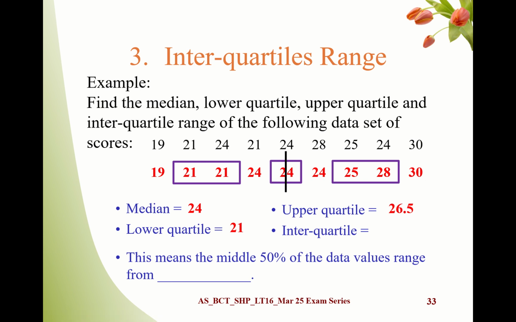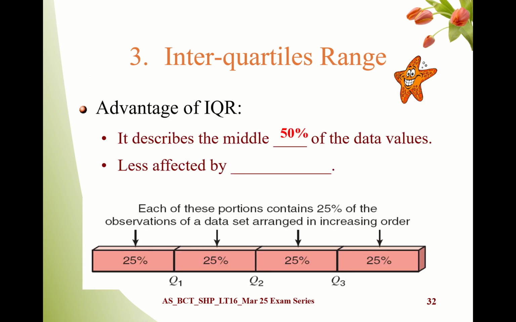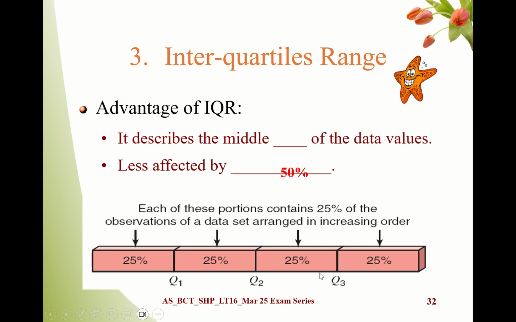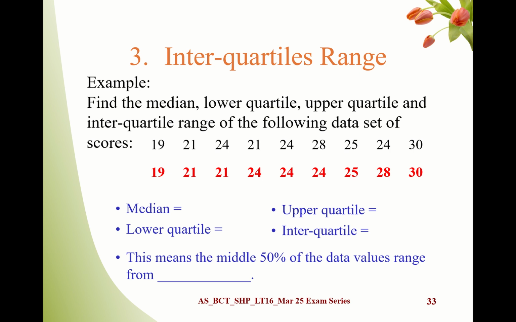And then finally, you can calculate interquartile, which is upper minus lower quartile. 26.5 minus 21. So the interquartile is actually from 21 to 26.5. So this is the calculation. If you go back to what we skipped just now, this is the formula: upper quartile minus lower quartile becomes interquartile. It's always all related to each other: the median, lower and upper, and finally interquartile.